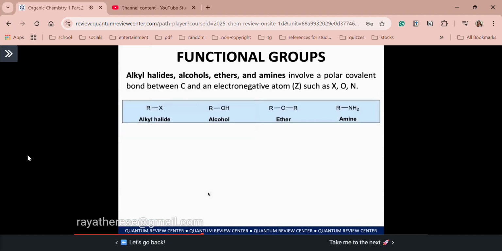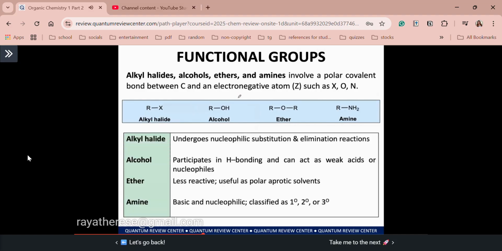Let's proceed with our next set of functional groups, for those compounds that contain a Z or an electronegative atom such as X, O, and N. So here we have alkyl halides, alcohol, ether, and amine. For alkyl halide, diba, remember, I think that's one of your hatest functional groups.